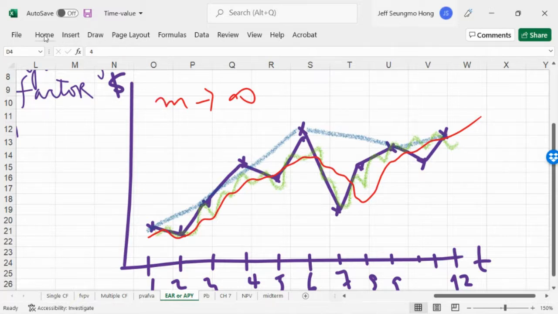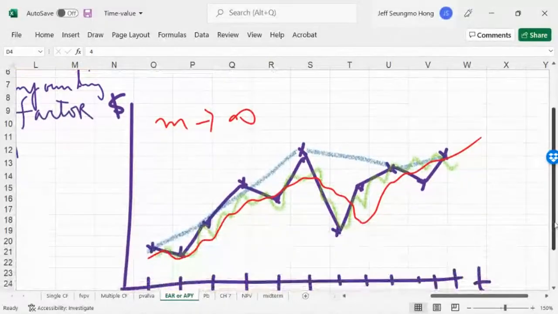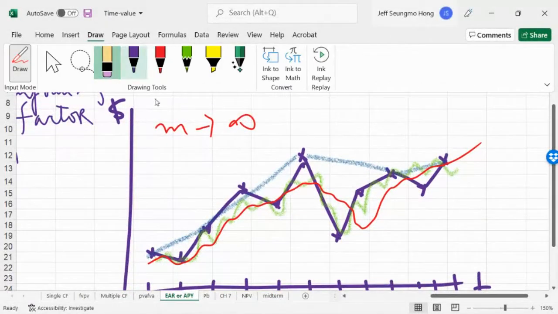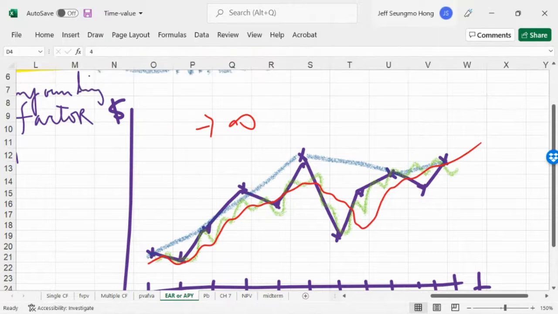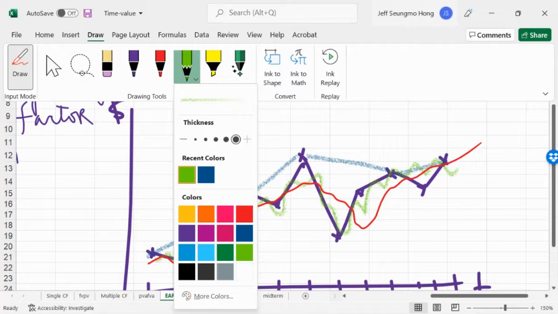I better not use red. Oops. I don't know, maybe this.